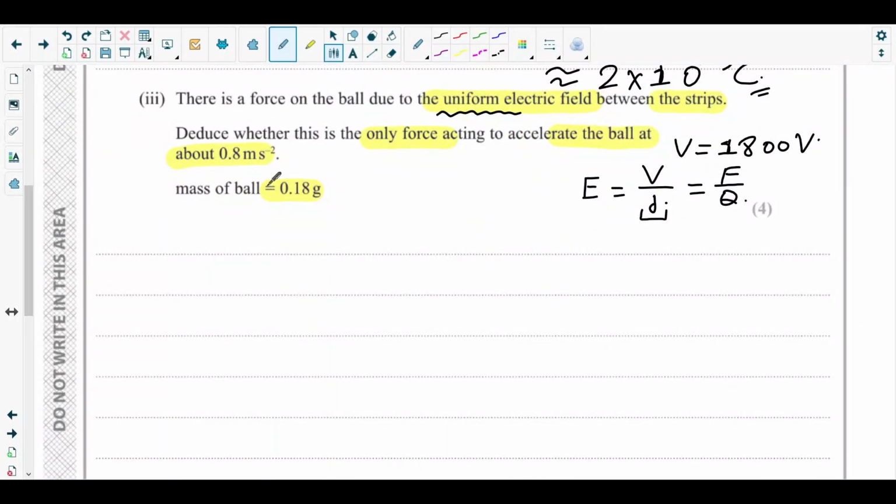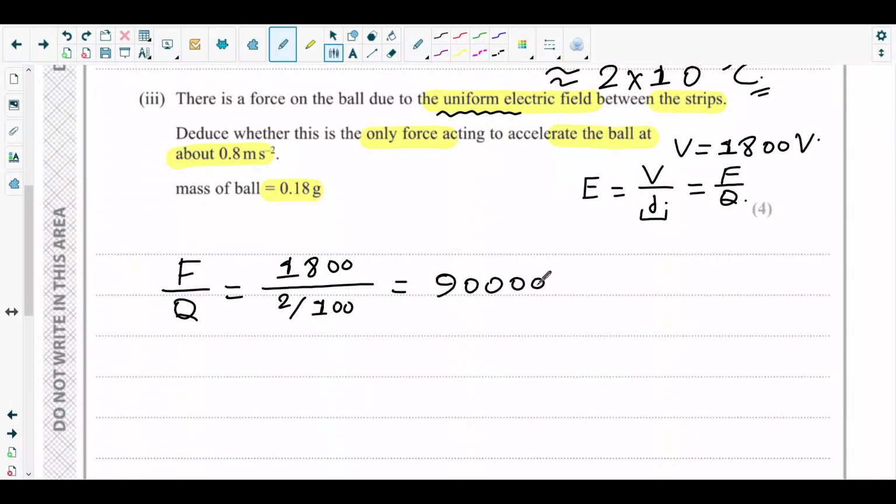Okay, so we need the force here. F over Q equals V, which is 1800, over the distance, which is 2 centimeter, so 2 over 100. So F over Q gives you 1800 over 2 over 100. This is basically 90,000 Newton per coulomb, F over Q.